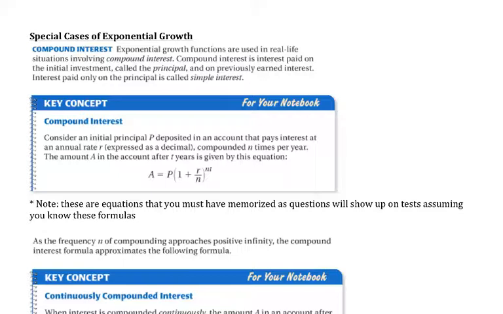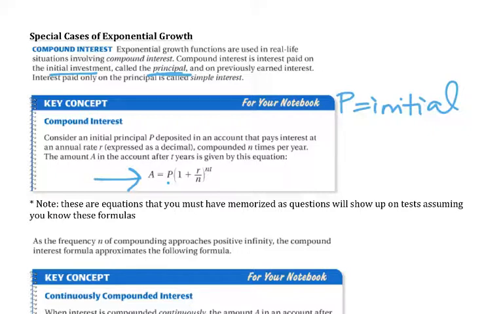So we're going to learn about compound interest and continuously compounded interest. So compound interest is interest paid on an initial investment, so on how much you put in originally, and that original investment is called the principal, and on whatever else you've earned in interest. So let's look at compound interest. Consider your initial principal or initial amount to be P. So P is the initial amount, or the principal.